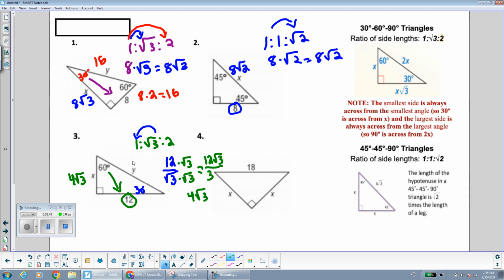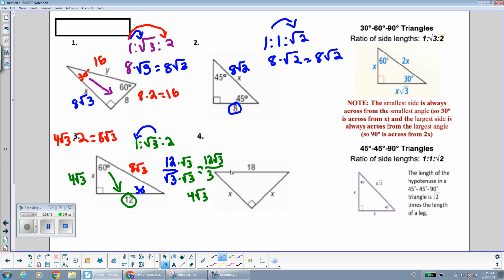Now that we have the smallest side, to get to the biggest side, all we need to do is take the smallest side and double it because the smallest side and the biggest side are in a 1 to 2 ratio. So all I need to do is take 4 radical 3 and multiply it by 2 to get the biggest side. And that would be 8 radical 3 for the biggest side.